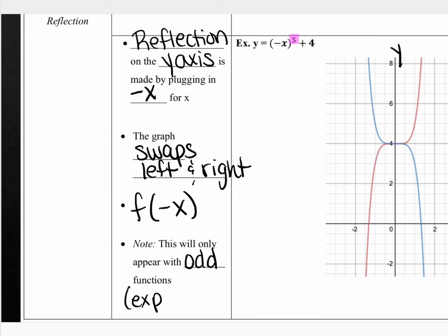Only with those exponents. Because if we think about it, if we have even exponents, if we take a negative number and we square it, or we raise it to the 4th power, anytime we have an even number of negatives, when we multiply them together, we get positive. So we would actually not see a reflection across the y-axis when we're dealing with those even functions there.